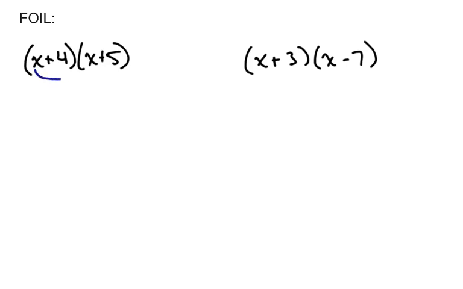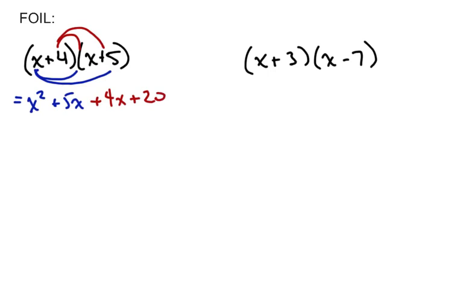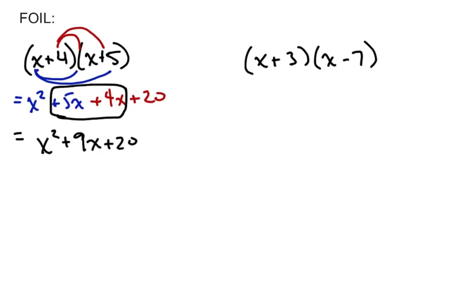So we're going to multiply together the two first terms, and we'll get x squared. Then the outside terms, and we get 5x. Insides give us 4x. And lasts give us 20. To finish this process up, we should combine like terms. So that's going to be these two, the 5x and the 4x, and we'll have x squared plus 9x plus 20.